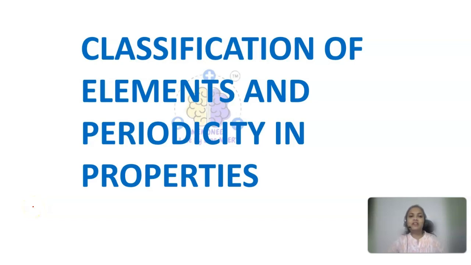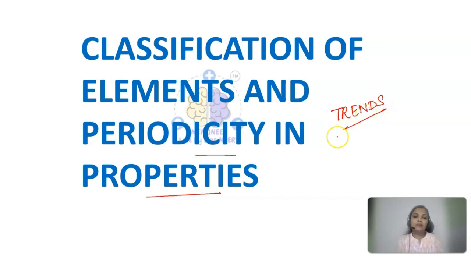So this is Aprajita, your chemistry SME, and this is our second lecture for classification of elements and periodicity in properties. So today we will be seeing how the different trends in periodic properties are there in our periodic table, right? Like how atomic radius will vary from left to right in the period or down the group. Then we'll talk about electronegativity, ionization enthalpy, and all of that.